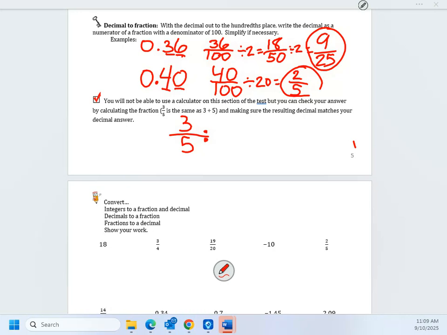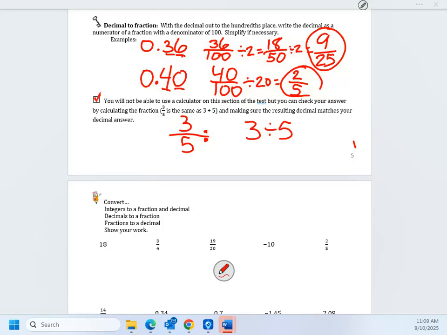When you're going to check on your calculator, how do you make a fraction? What operation did I say this? So you would say 3 divided by 5. So on your calculator, that's what you would put in. You would put in 3 divided by 5. So the numerator divided by the 5.